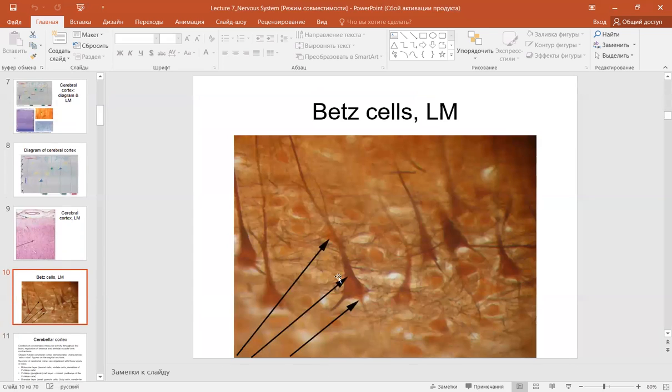Here you have the cells of Betz at increased magnification with axon terminals leaving the basal part of the cell, and dendritic processes, apical dendrite and lateral dendrites, forming the neuropil and forming synaptic junctions with the adjacent Betz cells, with the adjacent small and granular cells, and with the small pyramidal and stellate cells.